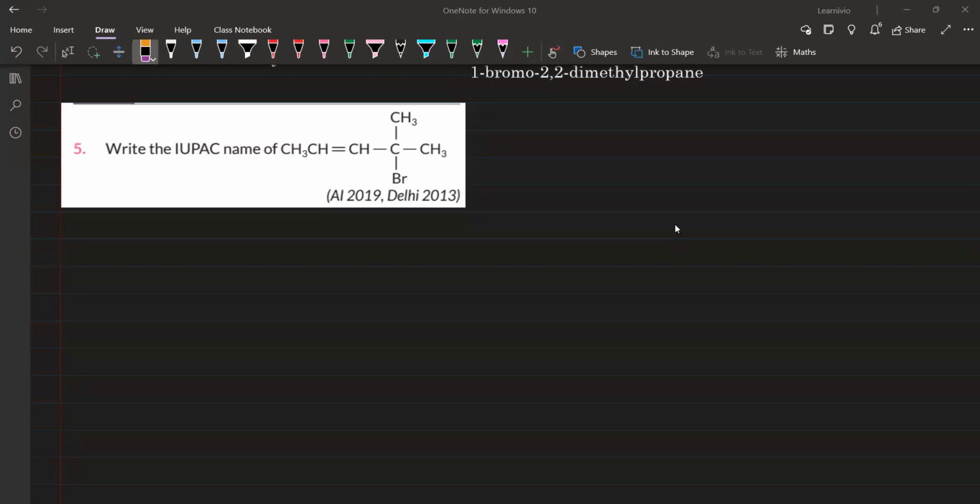So does double bond have higher priority than substituent? Yes. What has the highest priority? The functional group, then the double bond, then the triple bond, right? Okay, so yeah.